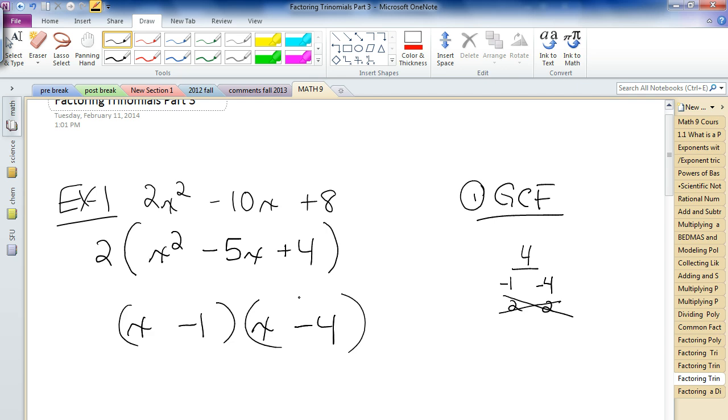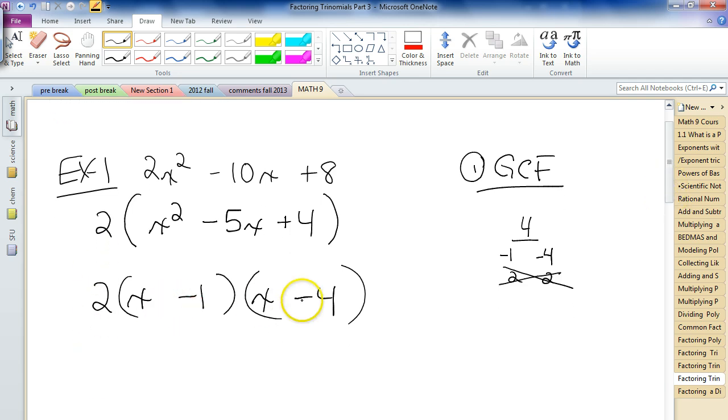Are we done? No, we're not. Don't forget the 2 in front. So when you're doing this, just draw a little arrow down to remind yourself, oh, I can't forget the 2, I can't forget the 2 during the whole time. That's your answer. If you were going to go from here to there and check your answer, you could first factor out this 2 and then FOIL out whatever you get, or you can FOIL here and then times by 2. Either way, you can double check by getting that.